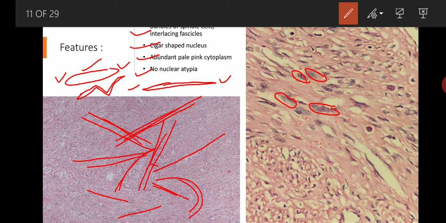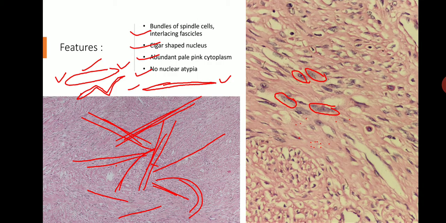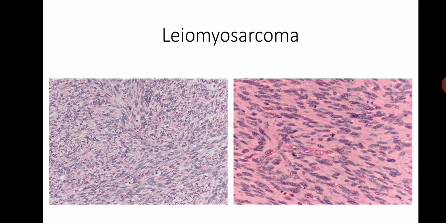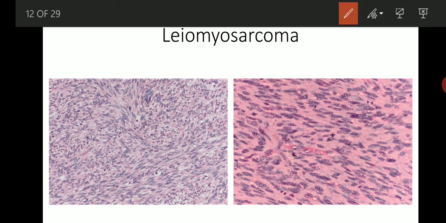This is important because if nuclear atypia is present, you can no longer call it a benign smooth muscle tumor. Then you have to call it Leiomyosarcoma, which we will see in the next slide. So Leiomyosarcoma, the malignant tumors of the smooth muscle.